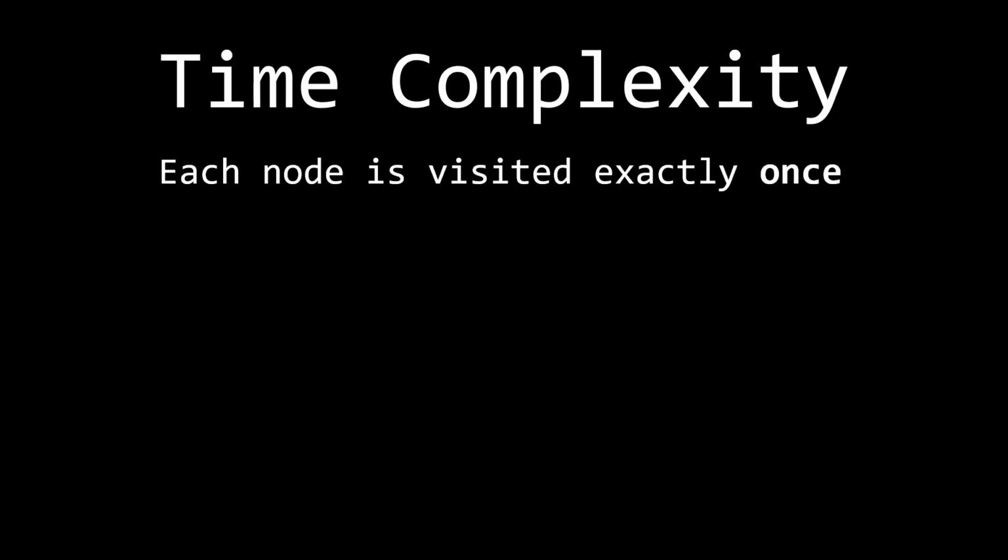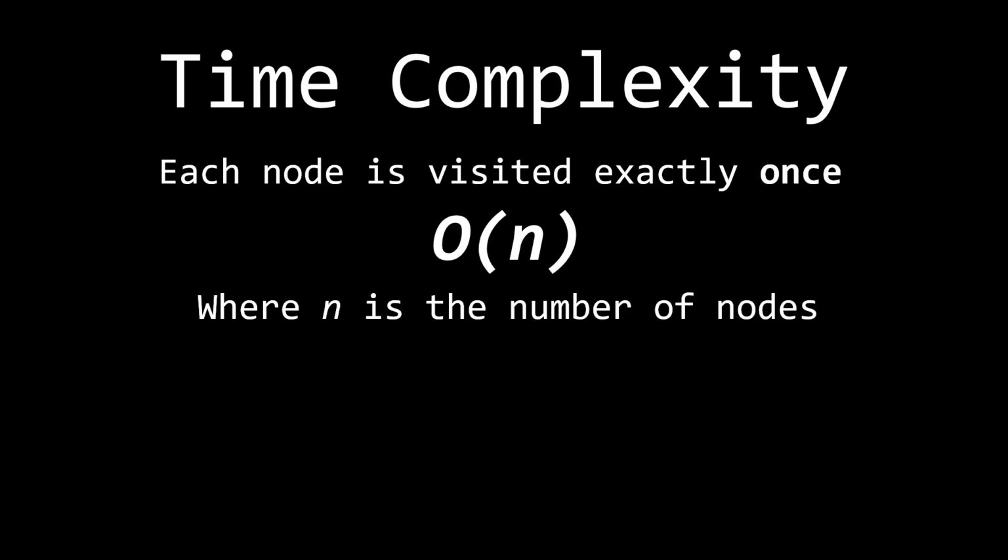Okay, so now let's talk about the time complexity. What does the time complexity look like? Well, each node is visited exactly once. So what does that mean? Well, that just means that it's O of n, where n is the number of nodes that we have in our tree. And that's pretty much it for the pre-order traversal algorithm.